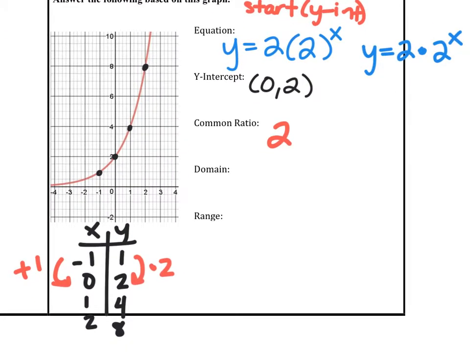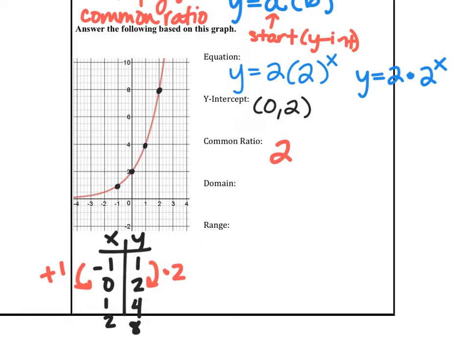Domain's all my possible x values, and so I am looking from left to right. This is an exponential function, so it would keep going in either direction. Since it keeps going all the way left and all the way right, my domain is all real numbers. Another way we could write that, negative infinity is less than x is less than infinity.